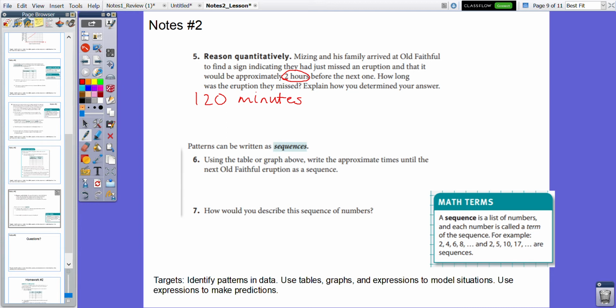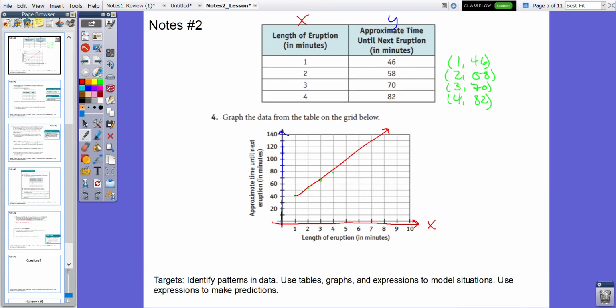Okay, so they're basically saying, if we know how long we have to wait, how long was the eruption that they just missed? One thing we can do is go back to our graph. I'm going to highlight this 120 right here with this yellow. I want you to notice something. This line that I just highlighted intersects with that red line we just drew. Once again, we didn't really use a ruler, but in this region right here, just eyeballing it, that's where 120 and our line meet.